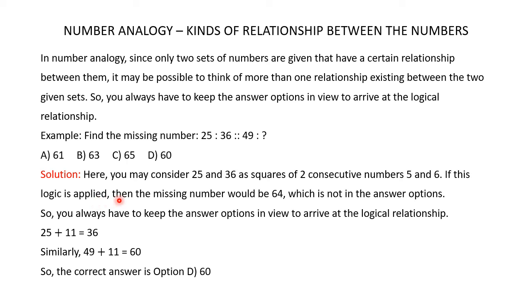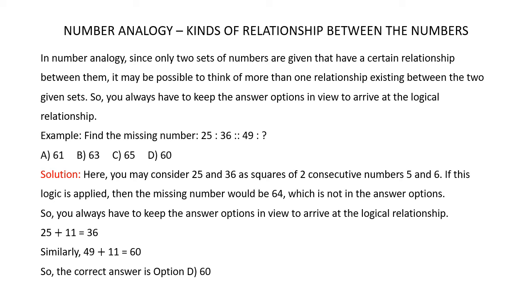The consecutive number of 7 is 8. So the fourth term will be 8 squared, that is 64. Then the missing number would be 64. That is, if 25 is to 36, then 49 is to 64. But 64 is not in the answer options. So you always have to keep the answer options in view to arrive at the logical relationship.